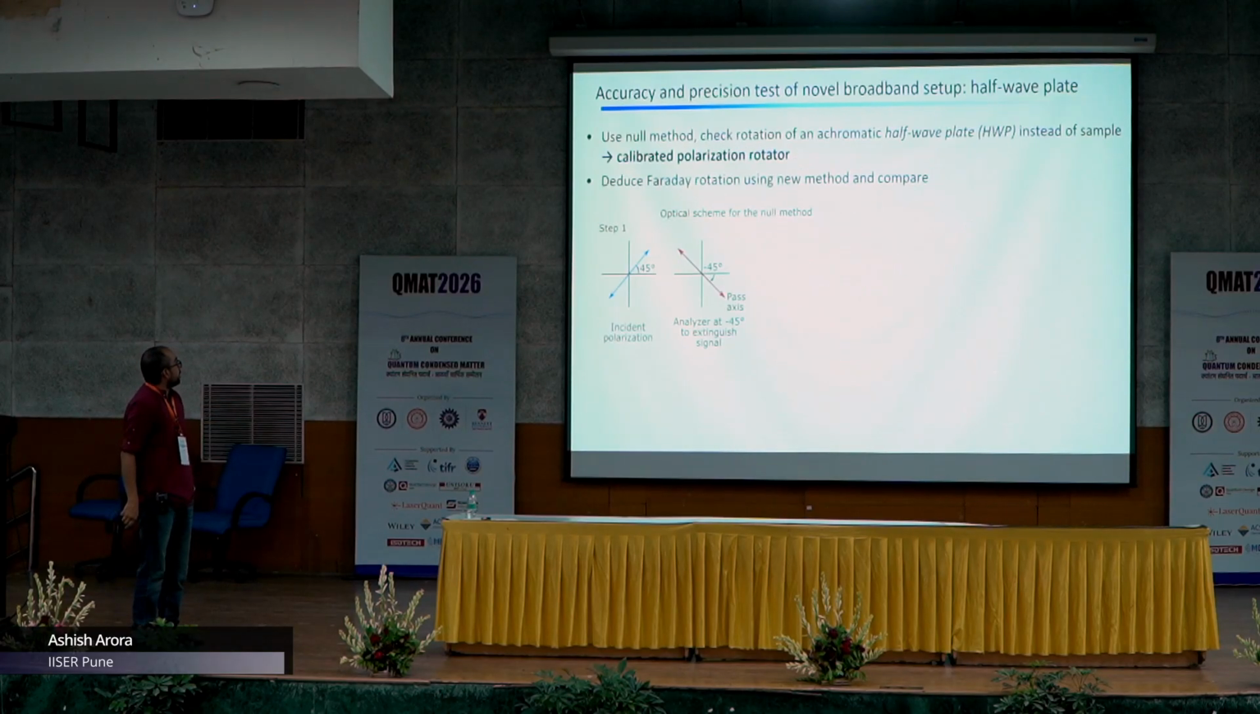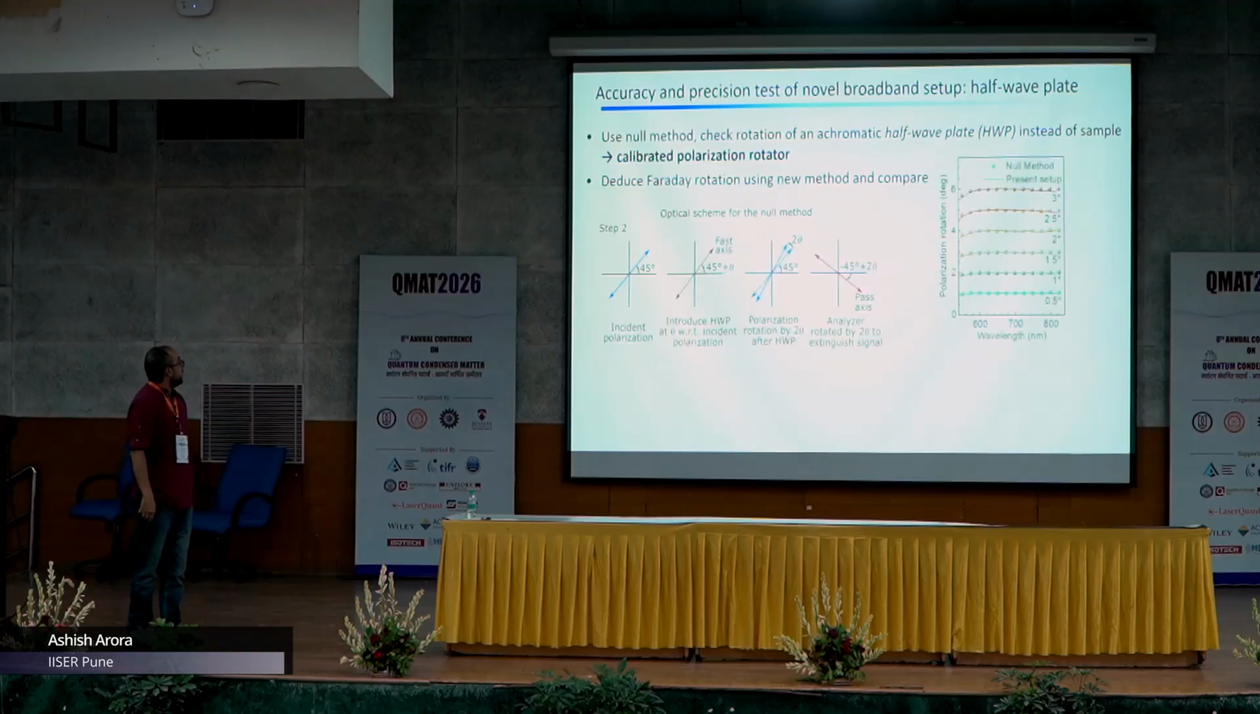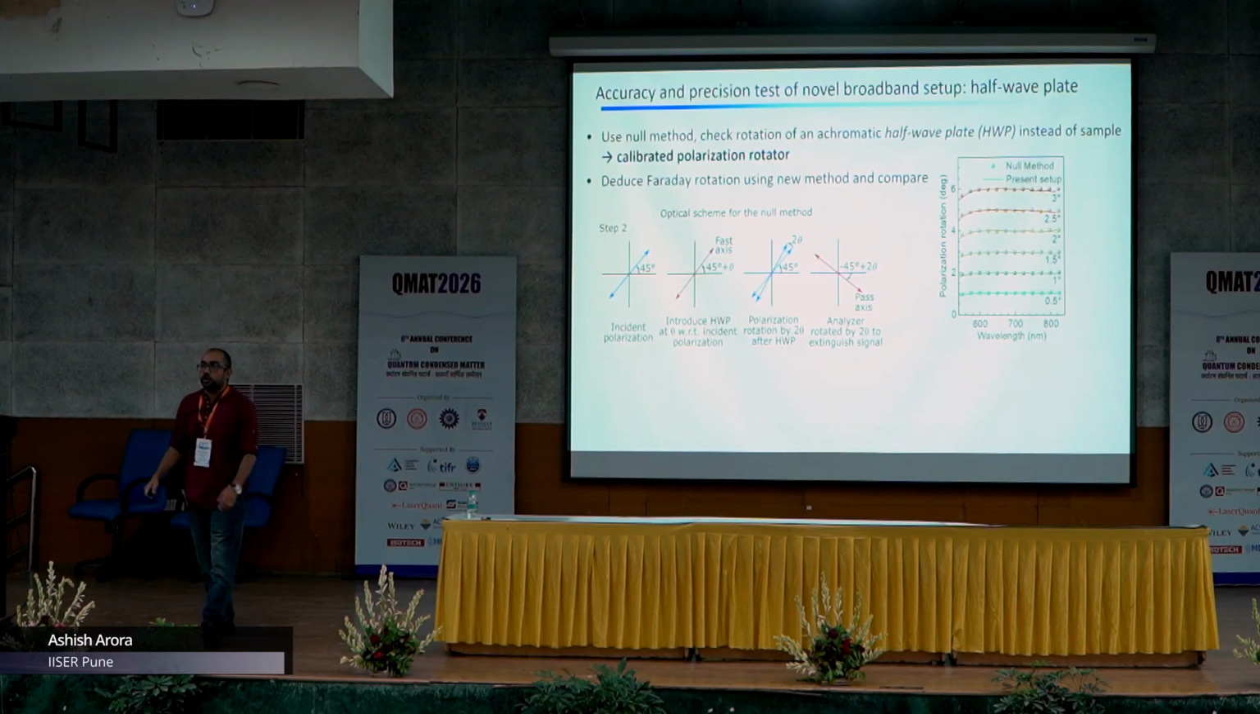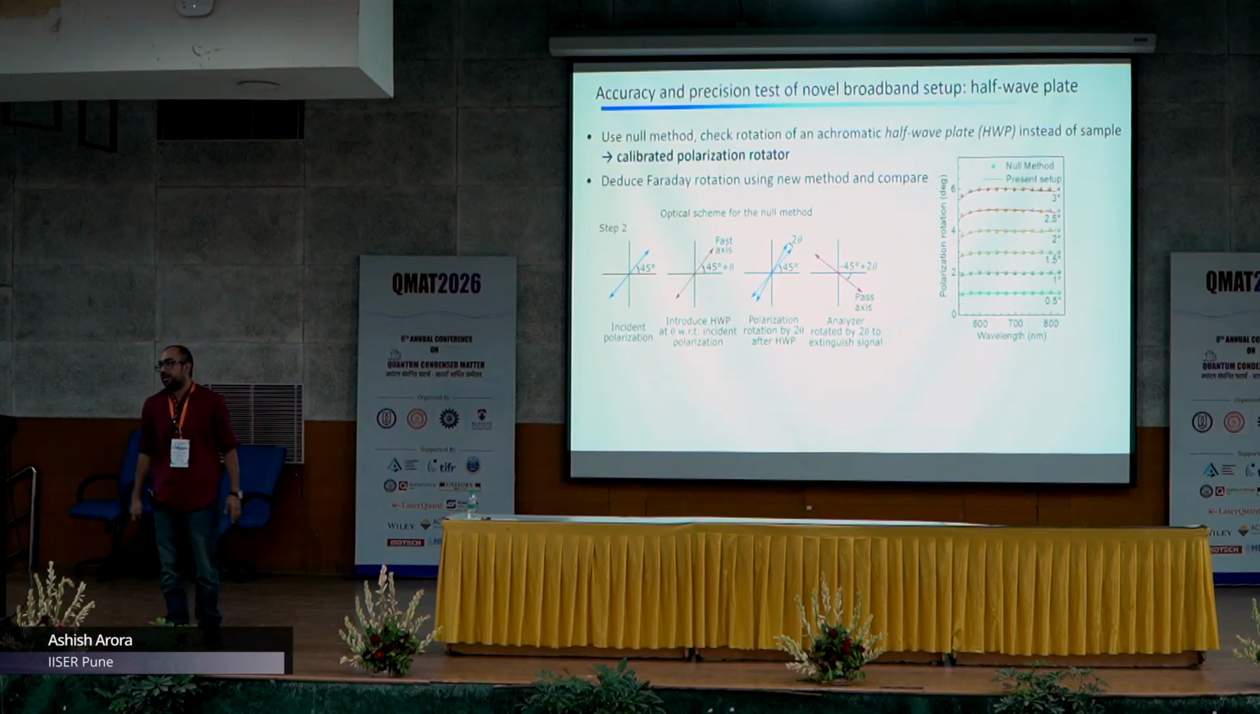How do we know this setup is working fine? Well, we use another method to test the setup. First, cross two polarizers, no light coming out. Then introduce a rotation by hand by putting in a half wave plate which rotates the polarization of light, and cross it again. So we know how much rotation we have introduced. The same rotation we measure with our setup, and everything falls on top of each other, which means the setup is accurately working.